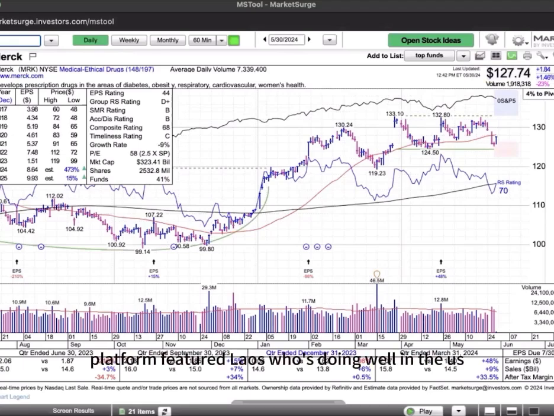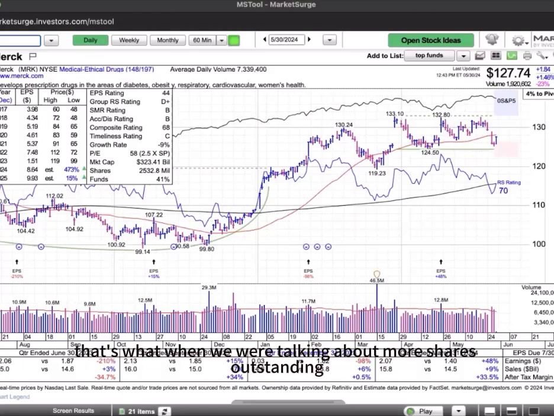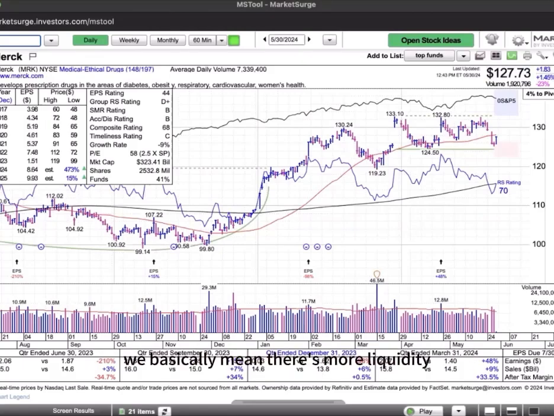The platform featured Laos, who's doing well in the USIC. One of his tactics is to use tighter stops for stocks with more shares outstanding. Can you comment if this is a tactic you use? I don't recall this being mentioned in the platform. Well, if we're talking about tight stops in terms of liquidity, when we're talking about more shares outstanding, we basically mean there's more liquidity. So we talk about that all the time. If you're going to be really tight in something, and especially if you're trading size, you have to have liquidity. Otherwise, by definition, you won't be able to be tight.